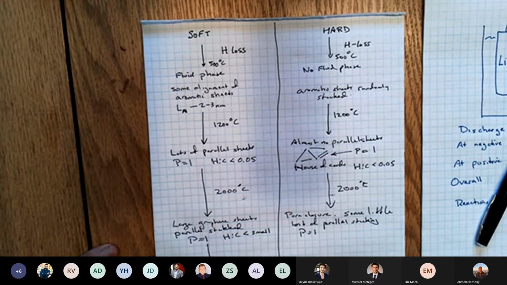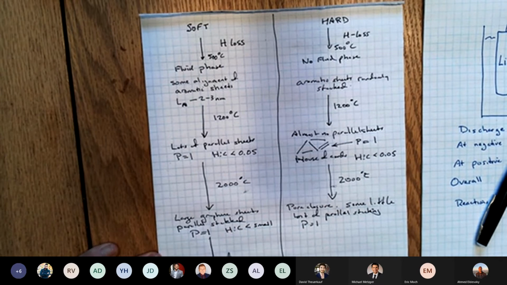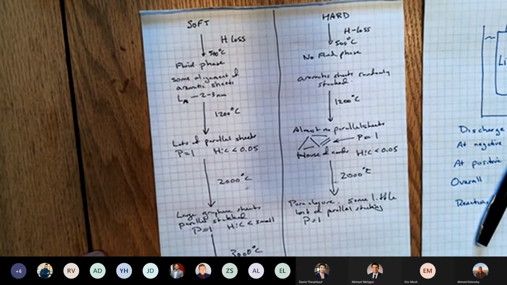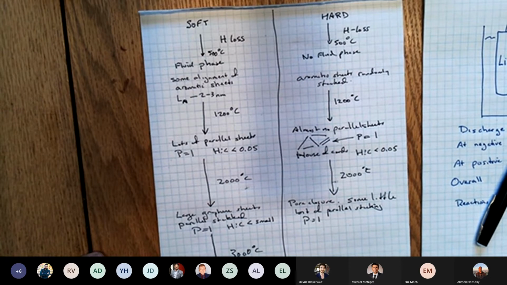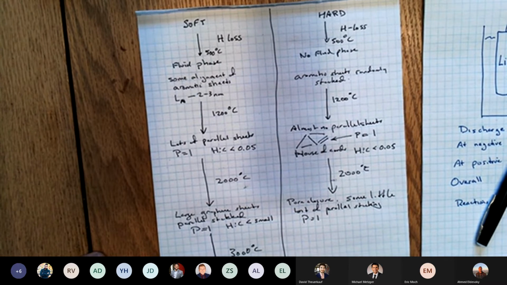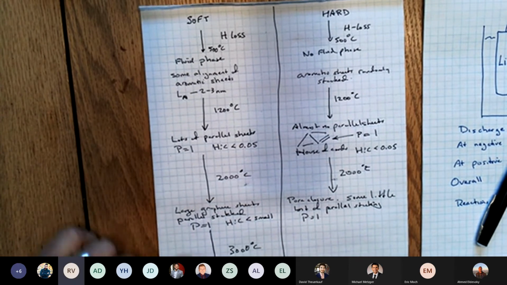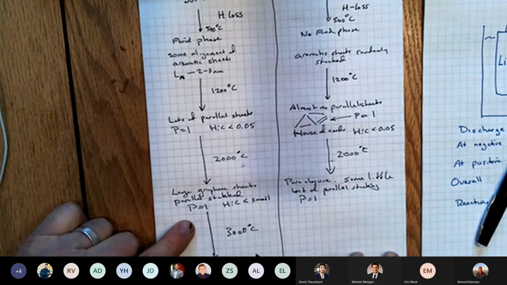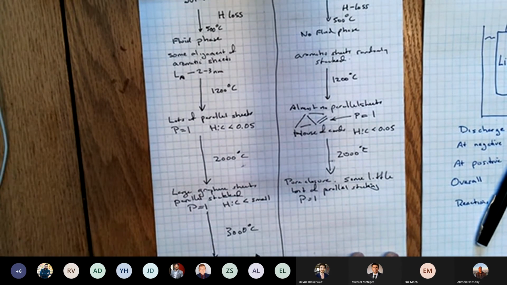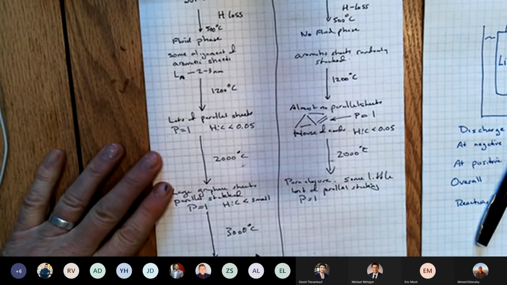And then finally, as you go from 2000 to 3000, for the soft carbons, what happens now is P goes toward 0 as T increases. So during this temperature range, you're really just rotating the sheets into AB stacking.